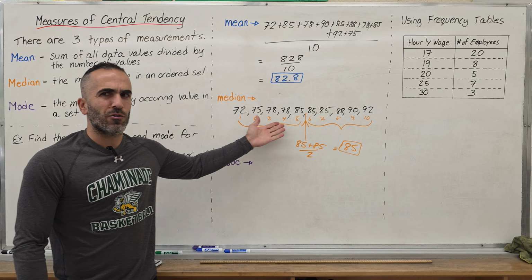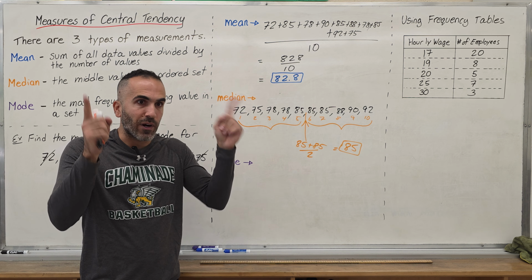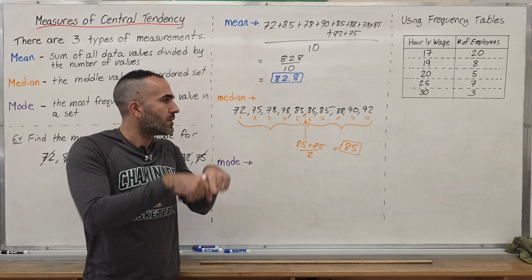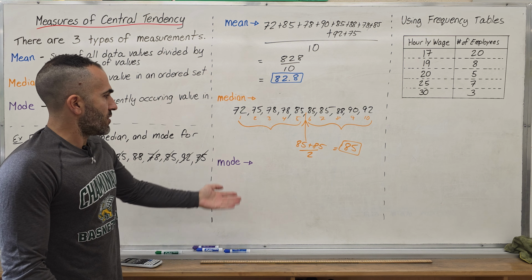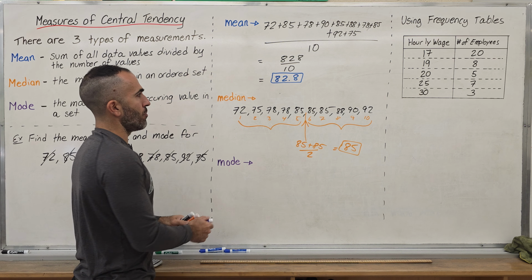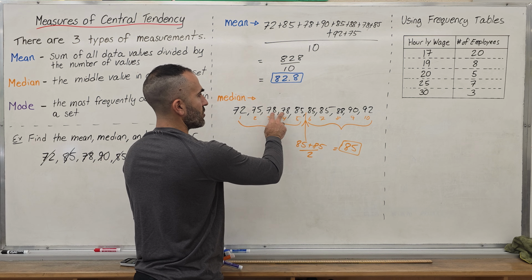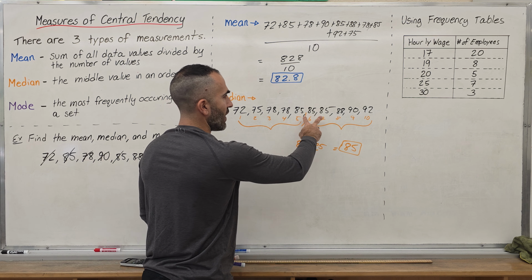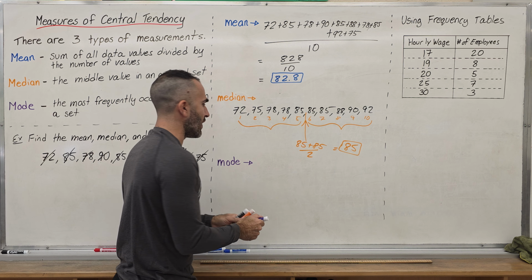Okay, kind of annoying when there's more numbers than just 10, where I can't just use my fingers, you know? Mode is absolutely brainless. Just which number occurs the most? Oh, 78 is occurring twice, 85 is occurring thrice, 85 is the mode.